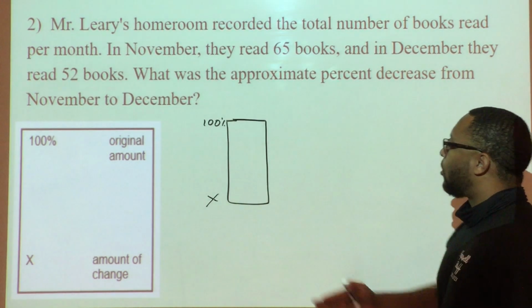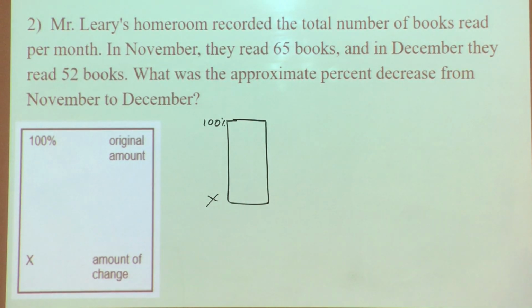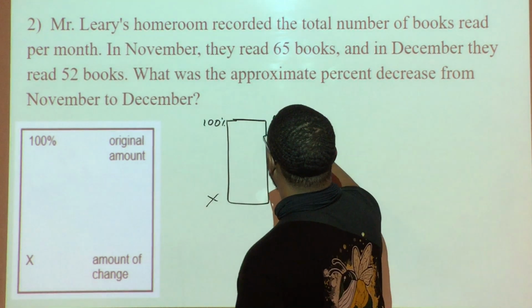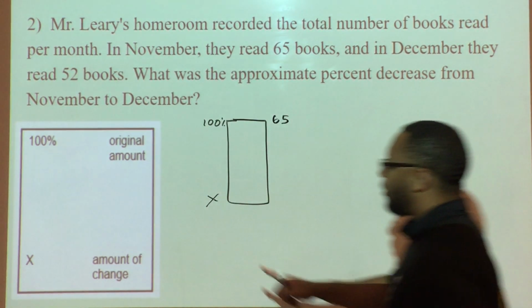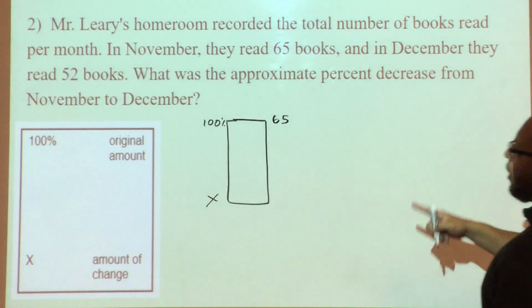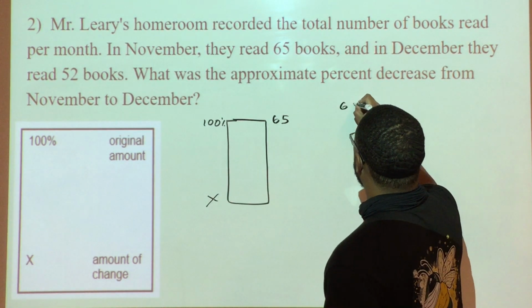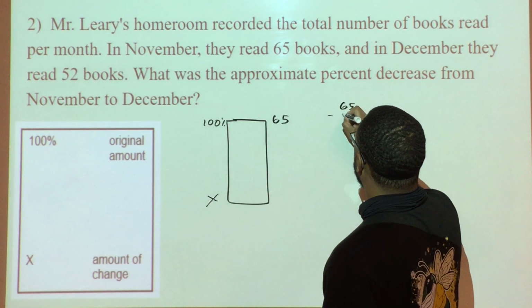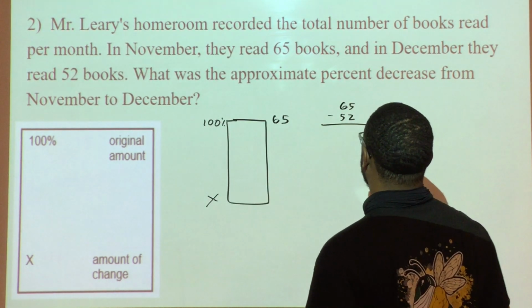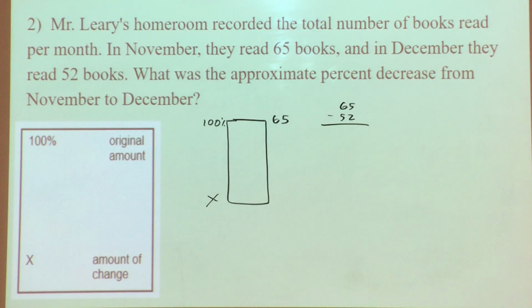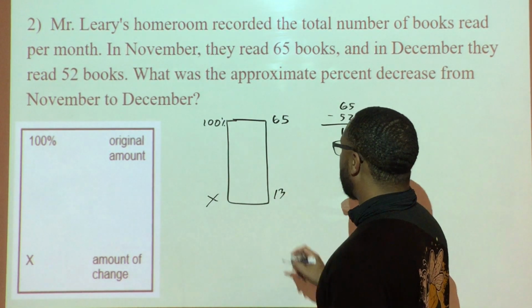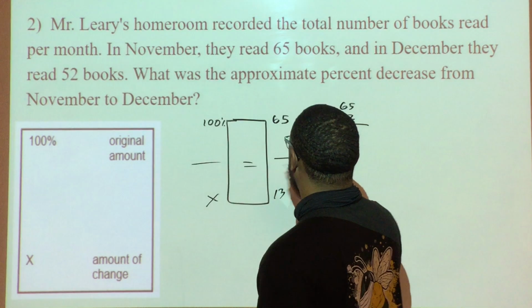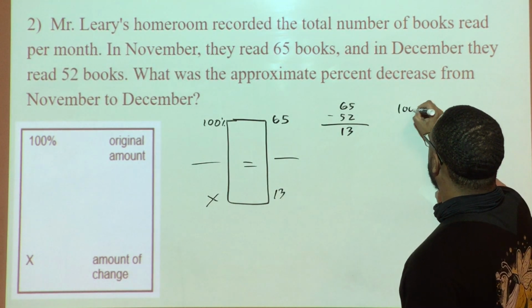Now, what's the original amount? Well, November comes before December, so the original amount is gonna be 65. 65 came first. Now what I need to do is figure out the difference between 65 and 52, which we're just gonna subtract. Always subtract the smaller from the larger. So 65 minus 52, that's gonna give me 13. 13 is the amount of the change. And I now have a proportion.